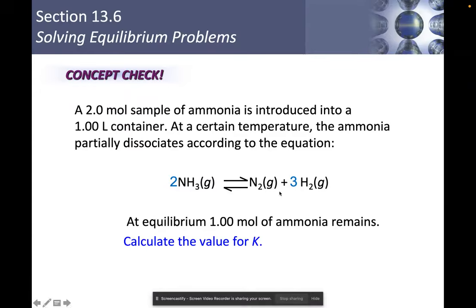This one is not balanced. So always balance your equation first, because I'm now going to have to square this and I'm going to have to cube that. So that's really important when I write my equilibrium expression. It's giving us a lot of information here.